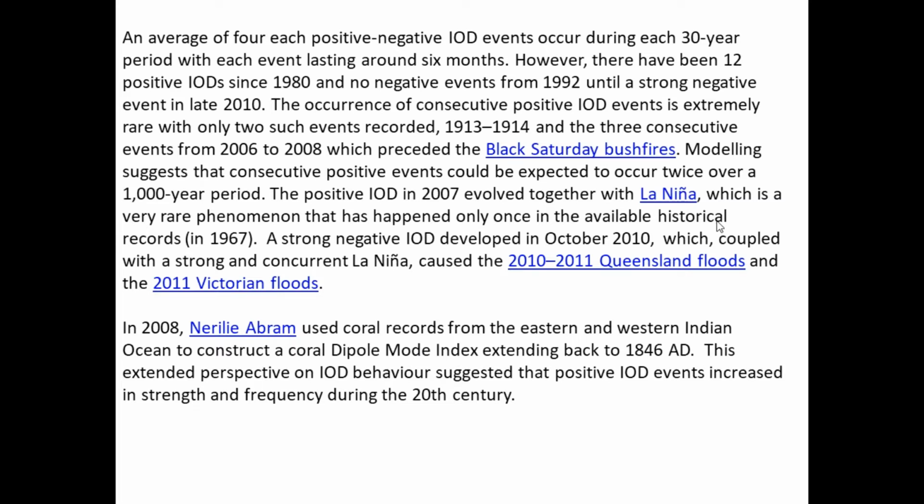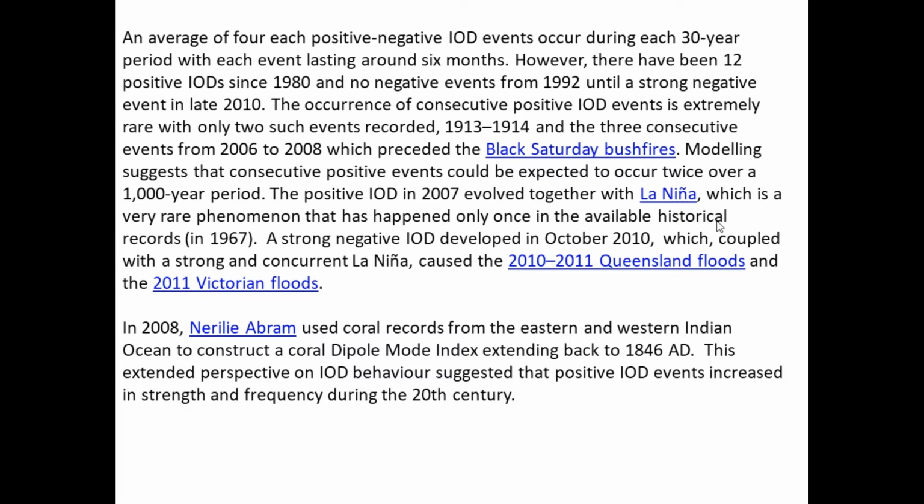Now, if you're saying, but if this was described in 99, how do we know about 1913, 1914? Because now that you know what you're looking for, you can go back into the data and say, aha, we can see the signals here. Whatever the parameters that you are examining, you can then extrapolate not only forward, but backwards. Modeling suggests that consecutive positive events could be expected to occur twice over a 1,000-year period.